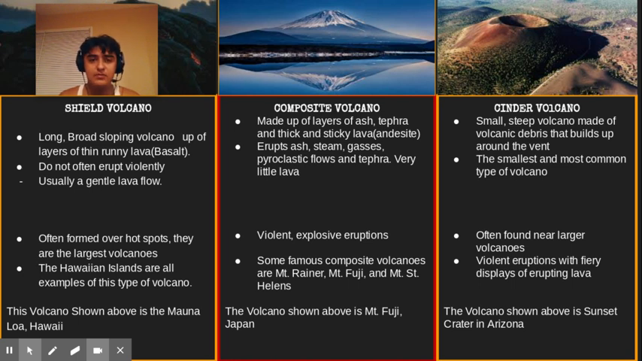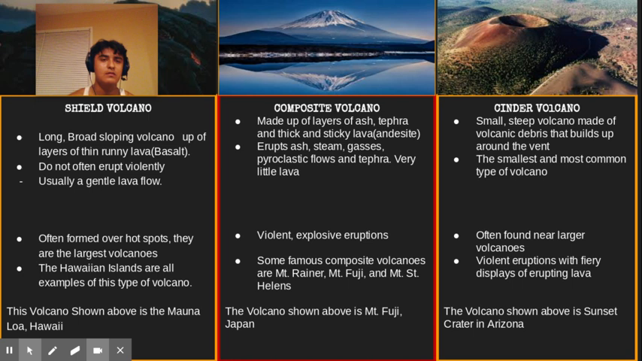And example two is composite volcano, and these are usually made up of layers of ash and also andesite. These volcanoes tend to erupt ash and steam and gases, also pyroclastic materials. They tend to erupt pretty violently, and they cause big explosions. Some pretty famous composite volcanoes are Mount Rainier, Mount Fuji, and Mount St. Helens, which is located here in the United States. The volcano shown above is actually Mount Fuji in Japan. It's a very beautiful mountain. If you want to see it one day, it's recommended.